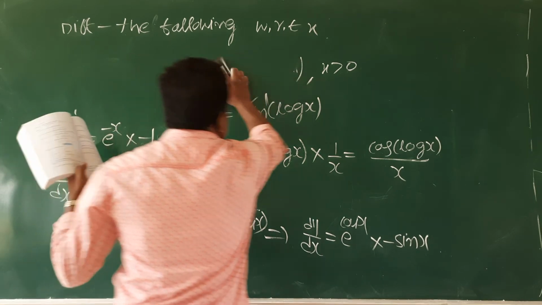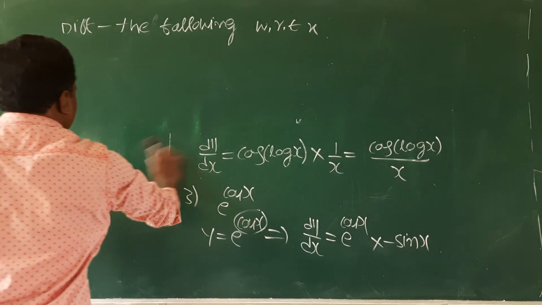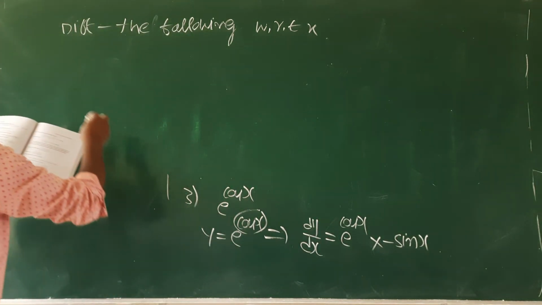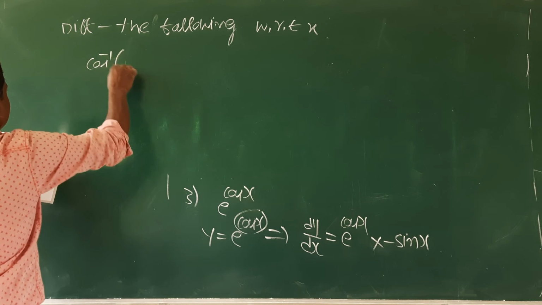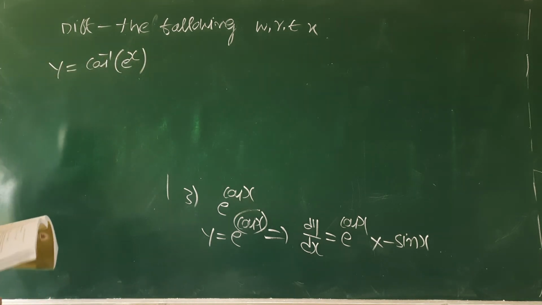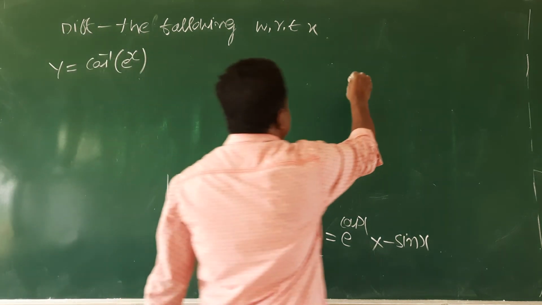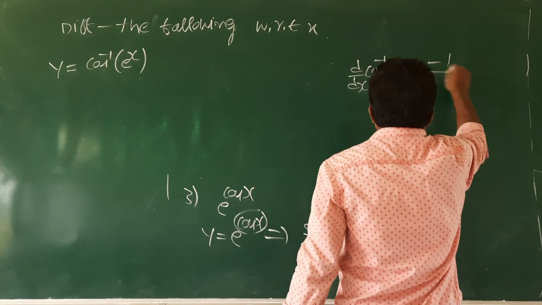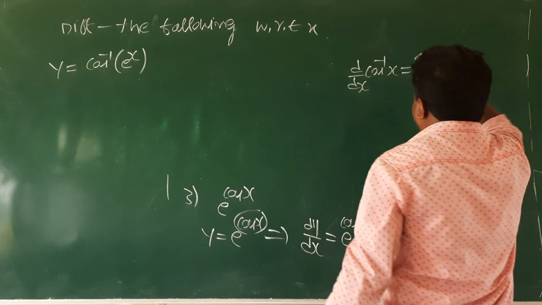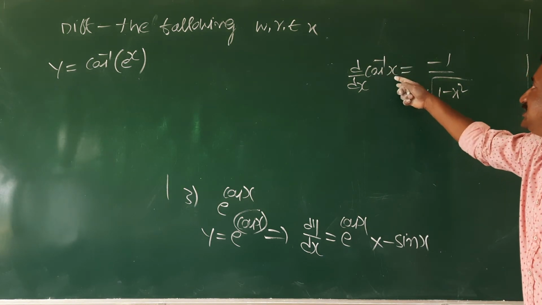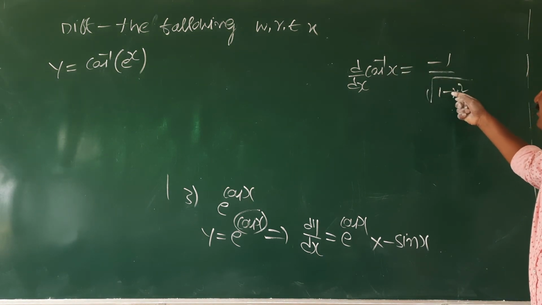So write cos inverse e power x. Cos inverse e power x. Differentiate the inverse first. Tell me, differentiation of cos inverse x. By the formulas, students, differentiation of cos inverse x is minus 1 by root of 1 minus x square.